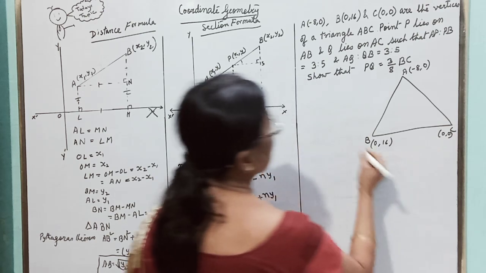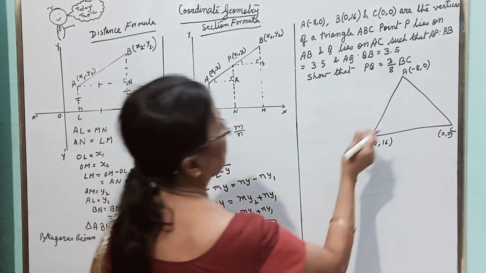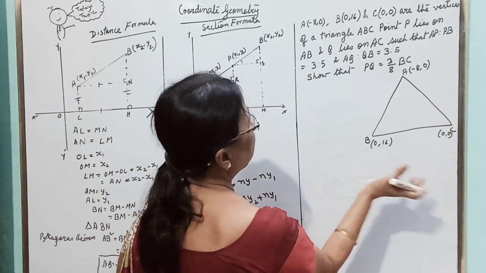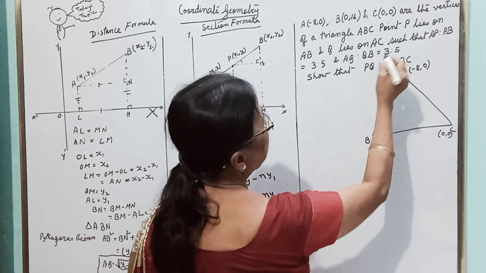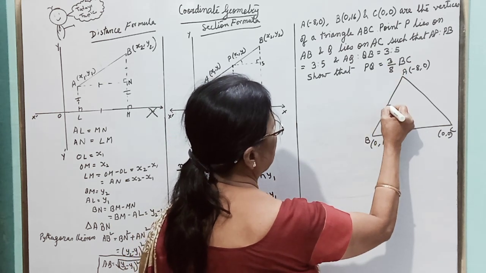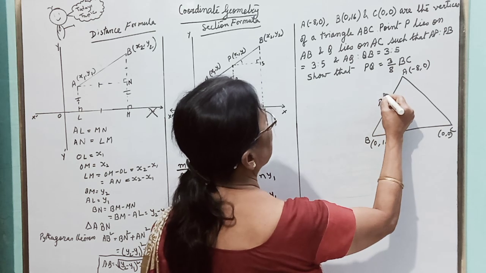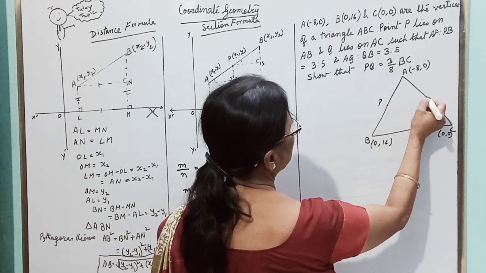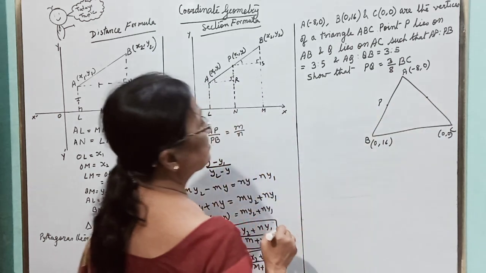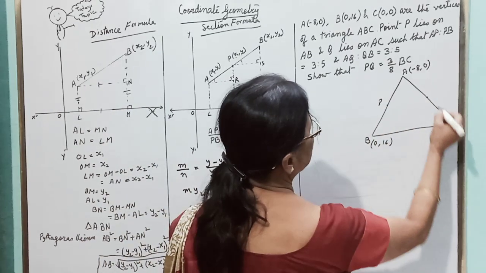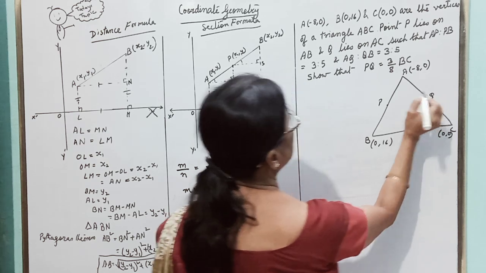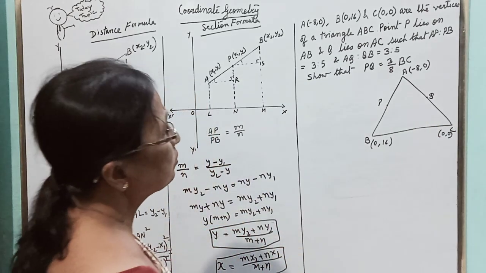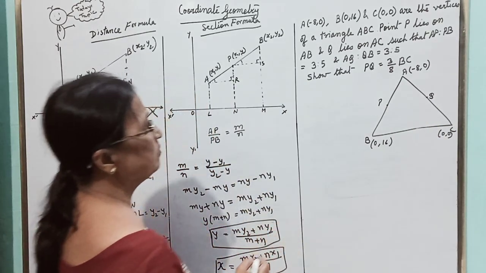That means the triangle should be from the vertices downwards. Point P lies on AB. Let it be P. It divides AB in the ratio 3:5, and Q is a point that also divides AC, AQ by QB, in the ratio of 3:5. Show that PQ is equal to 3 by 8 BC.